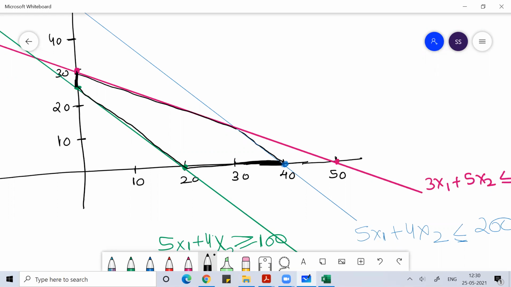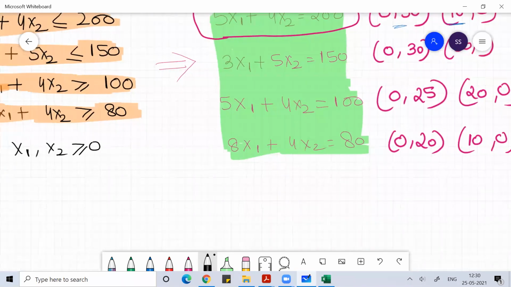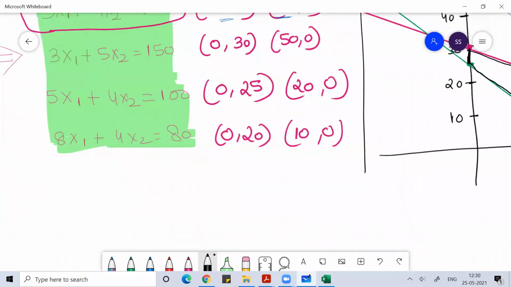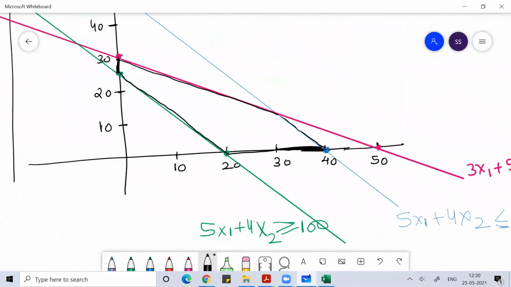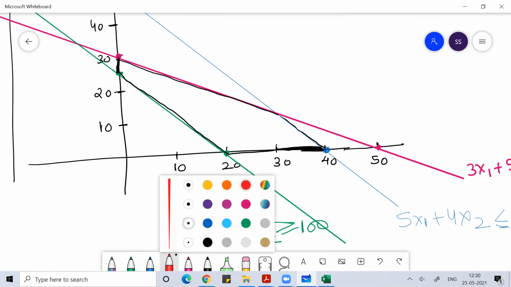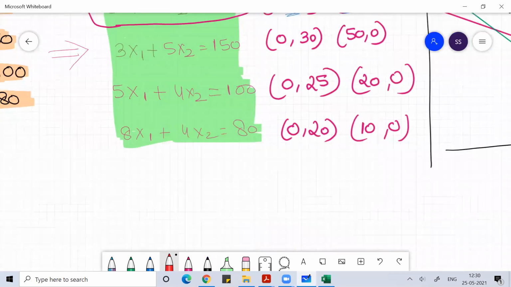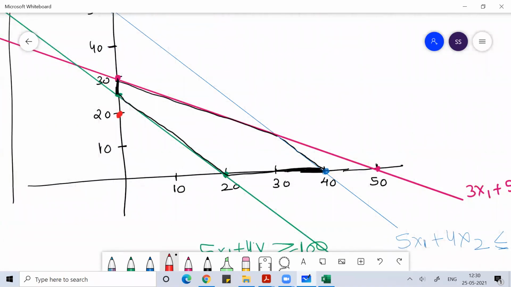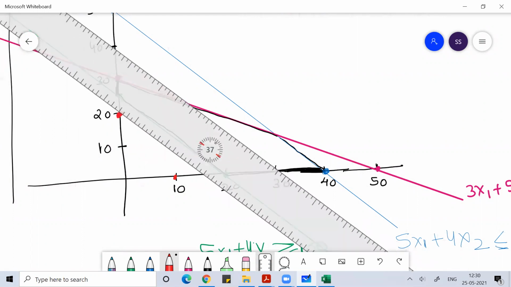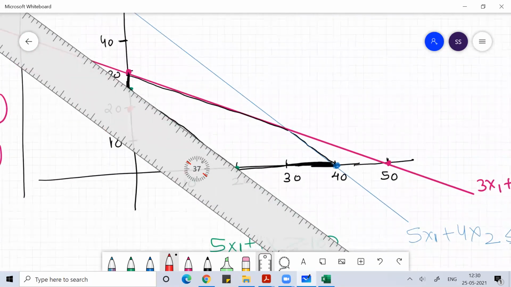Now the fourth line is 0, 20 and 10, 0. Draw the line for this.